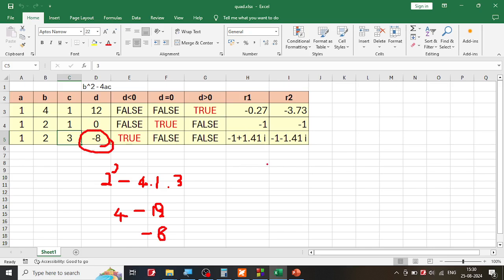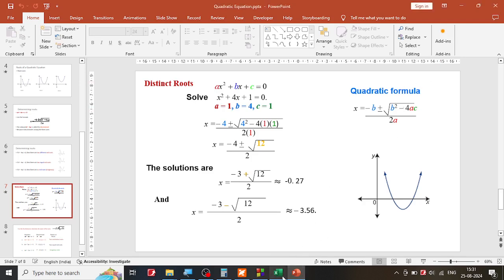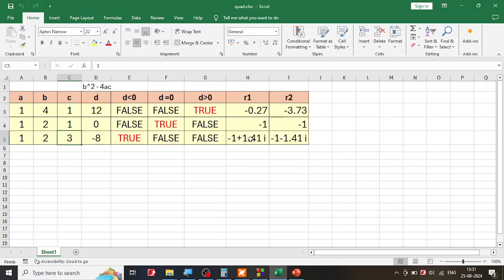If you substitute this value of b squared minus 4ac in this equation, you are going to get the value of minus 1 plus or minus 1.4i. Remember, i is the square root of minus 1. I told you i is an imaginary term, and i is equal to the square root of minus 1. This is what we are representing here, so this is going to be an imaginary term. Now you know very well how this particular thing has to be solved.